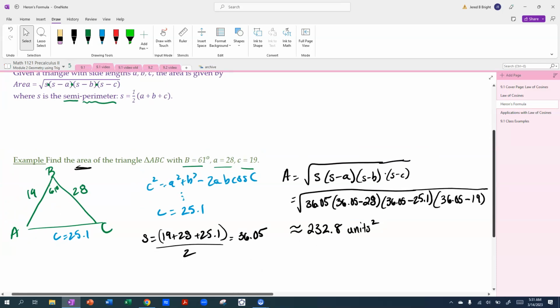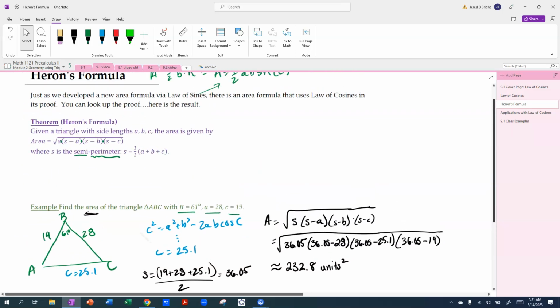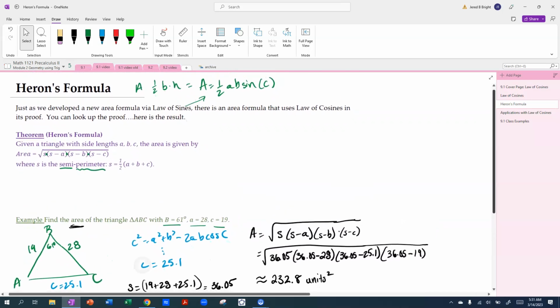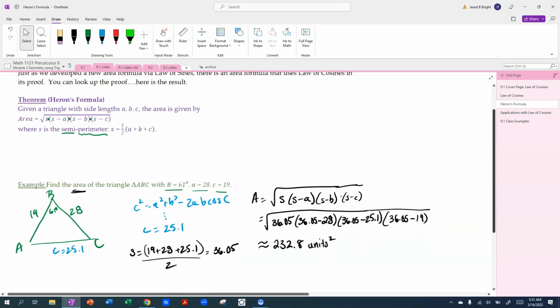So there we go. Heron's formula seems a little bit more intense than our other area formulas of 1/2 base times height or 1/2 AB sine C, probably, but it does have the benefit that if you are in the context where you know all the side lengths of a triangle, great. Just use those side lengths to find the semi-perimeter and then do the calculation with the semi-perimeter to get the area.